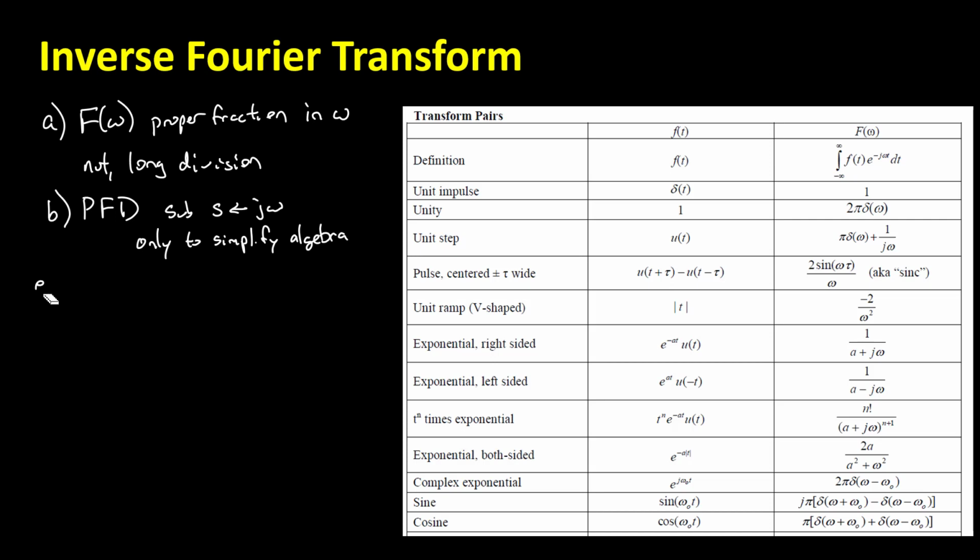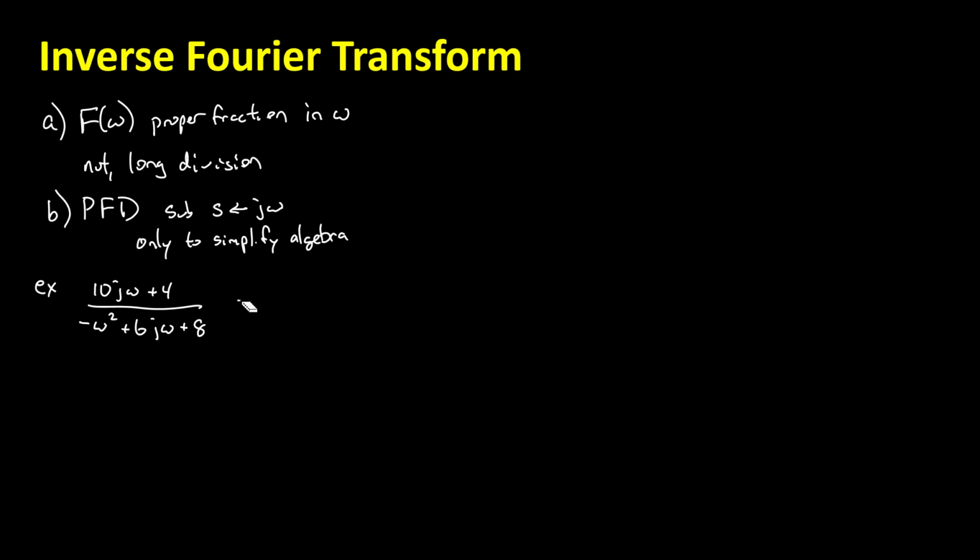Here's an example. You've got 10 j omega plus 4 over minus omega squared plus 6 j omega plus 8. And the question is, find its inverse transform. Temporarily, to give us some space, I'm going to move this table off our screen. And let's do that first substitution to make our algebra simpler.